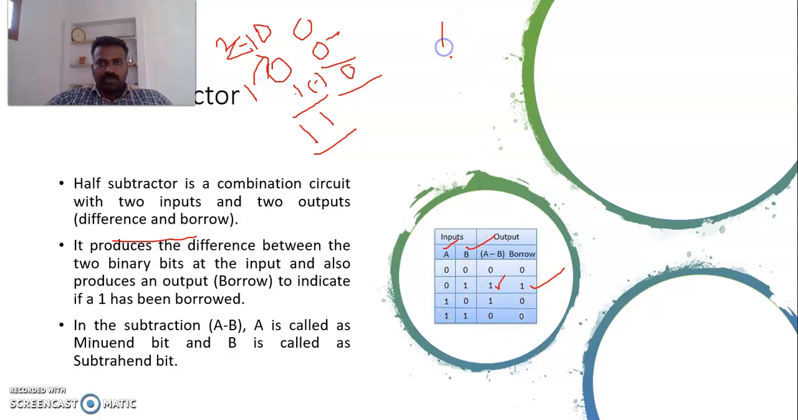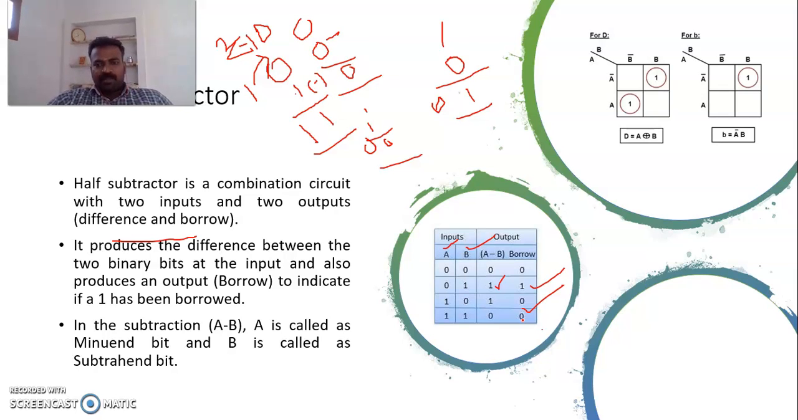Then 1 0, 1 minus 0, yes, we can easily subtract. Answer is 1 and borrow is 0. And for 1 1, both are 0 0. Then the K-map. For difference and borrow, we need to draw the K-map also. So fill the values. Here there is no possibility for a pair. So we get the result as A XOR B. And here this is A bar and this is B, so A bar B.